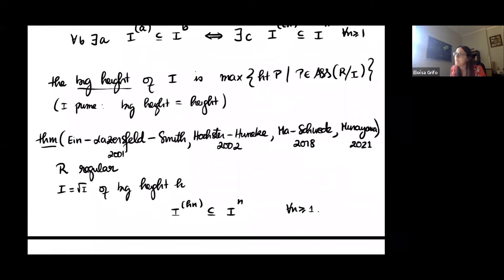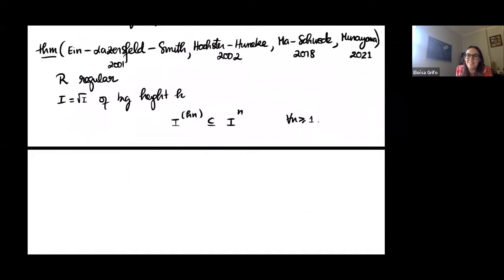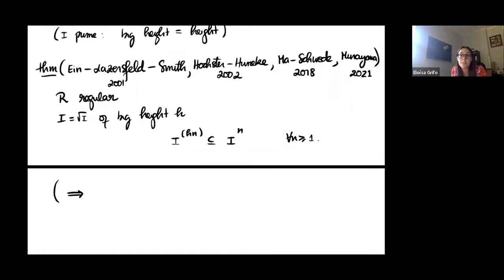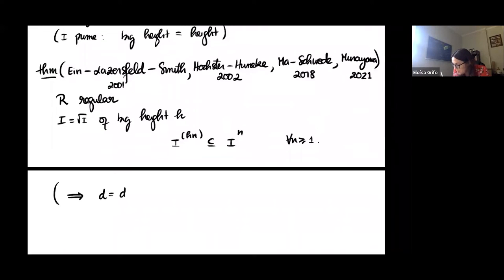Looking at the time, this may be something I'm going to cut at the end. So maybe let me make a comment right away. Notice that as a beautiful consequence of this, we can actually take this Swanson constant to be independent of the ideal I. Because if you take D to be, let's say, the dimension of R, that's the largest possible big height. Actually, we could take the dimension of R minus one, but let's not worry about that.